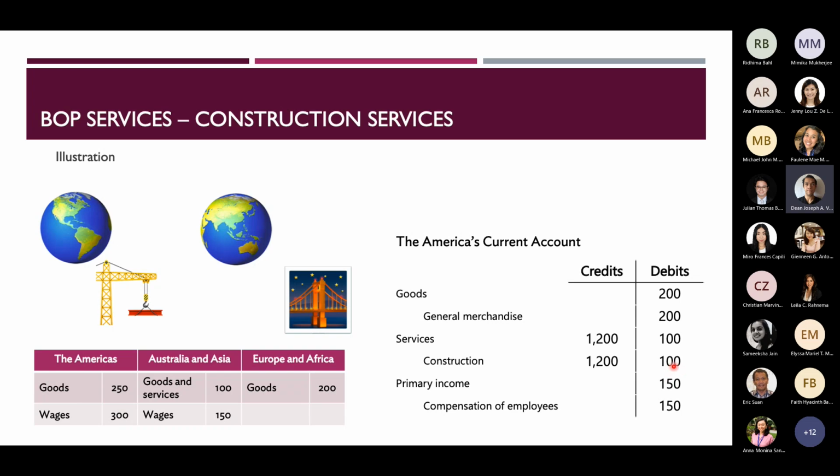The 100 that we see here are the goods and services that are acquired in the economy where the structure is being built. So this is the 100. And this would fall under the construction services that are debited from Australasia. And the 150 debit that we see here are the wages that are locally sourced where the project is being carried out. So I hope that illustration is much clearer when we deal with construction transactions between residents and non-residents.